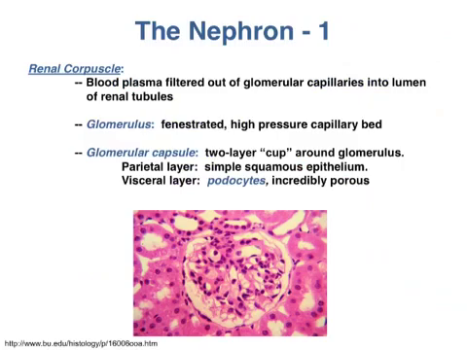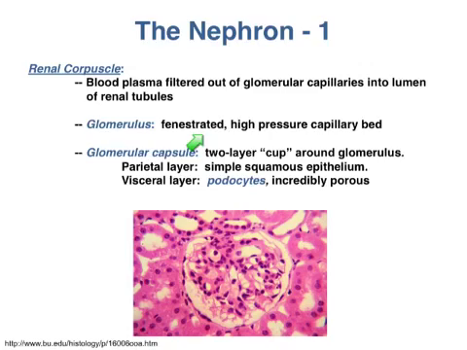So now I want to go into a little bit more detail about the different regions of the nephron. The first region, as I mentioned, is the renal corpuscle, and this is where you get glomerular filtration happening. Blood plasma is filtered out of the glomerular capillaries into the lumen of the renal tubules. And actually, it goes directly into this inner space of the glomerular capsule. So the glomerulus itself is the capillary bed. It's high pressure. It's fenestrated, which means that it has a number of openings in it, making it a very permeable capillary bed as well.